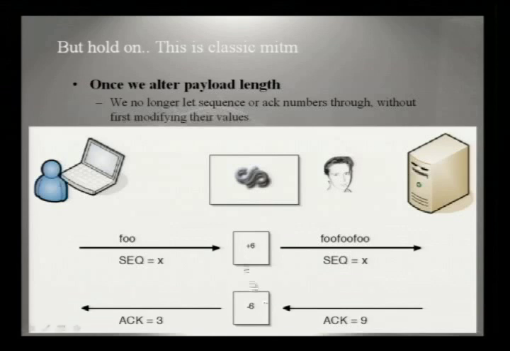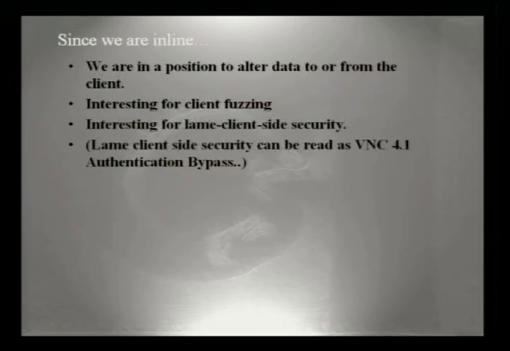So what LR does in the middle is just this translation. It says, we added 6. As the sequence number comes past, we're going to subtract 6, and that keeps both sides happy by playing man in the middle. Once we're in line, it puts us in a position to alter any data going to the client or to the server. And it becomes interesting for the new wave that everyone seems to be focusing on these days, which is client-side fuzzing. It becomes interesting for just about any lame client-side security bugs.